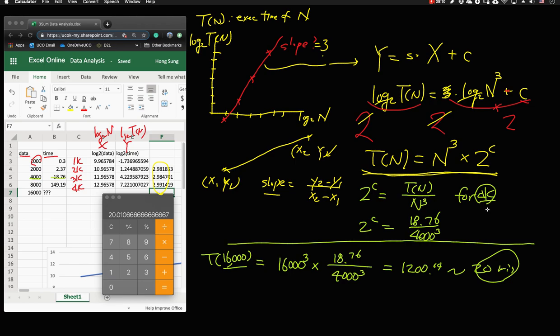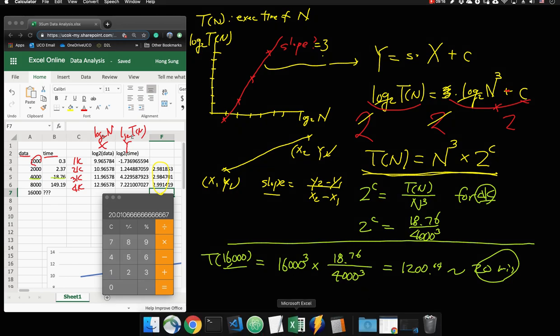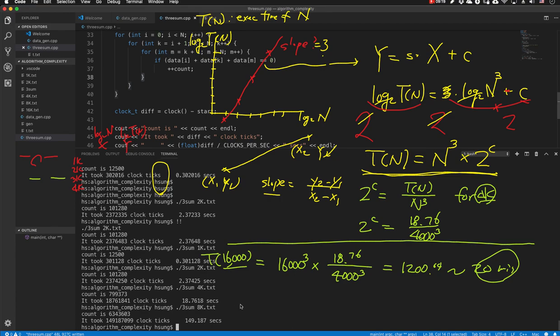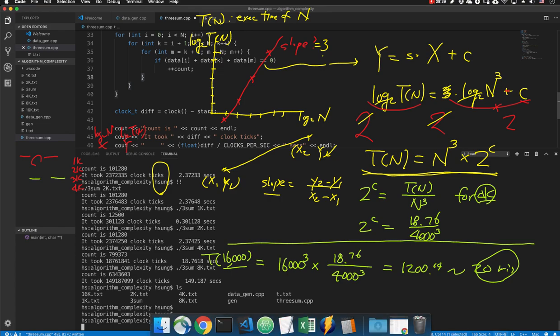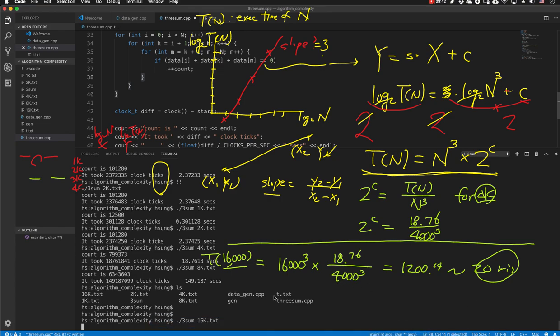Then will that be it if we actually run it? In the program, we have created 16K data, and then let's run 3Sum on the 16K data and compare it with the 20 minutes. So let me run it, and it's expected to run about 20 minutes. So I'm going to stop recording the video, and then when the computation ends, I will record another video.